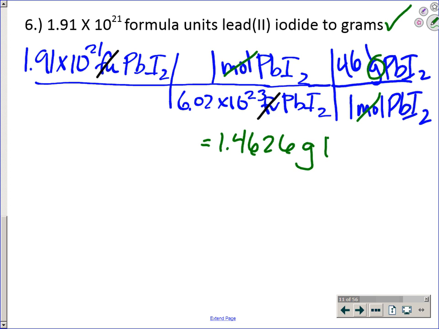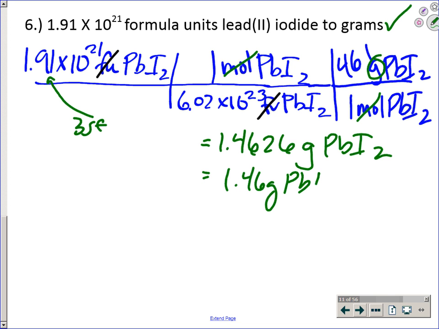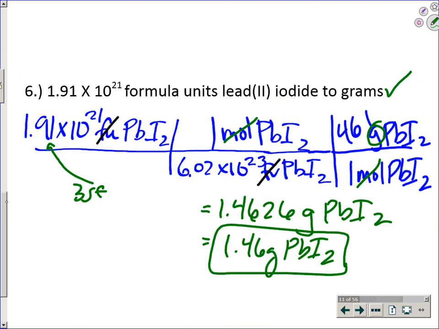And that's grams of lead 2 iodide. And then everybody, how many sig figs should I have? 3 from here. And so we'd round that to what? Grams of lead 2 iodide. Yay! Okay, so that was a true thought process because you had to go from particles to moles, moles to grams. Now, back up to 3.